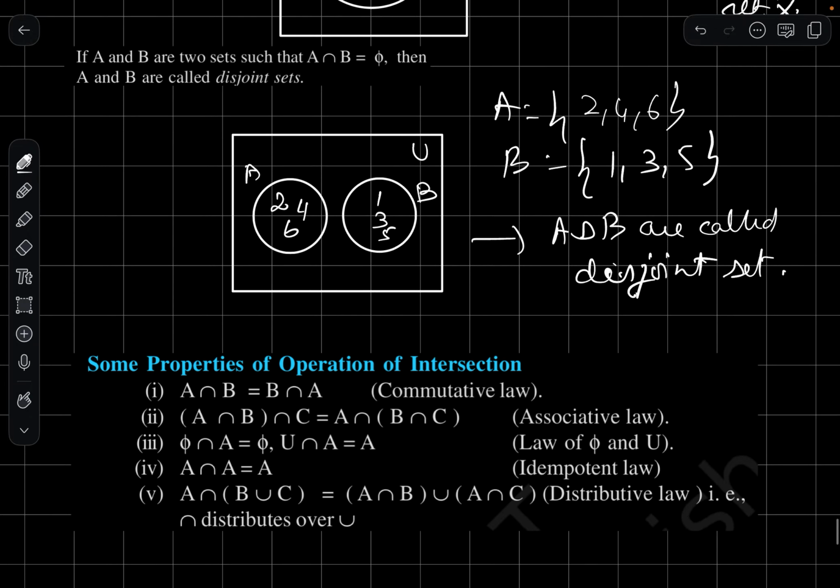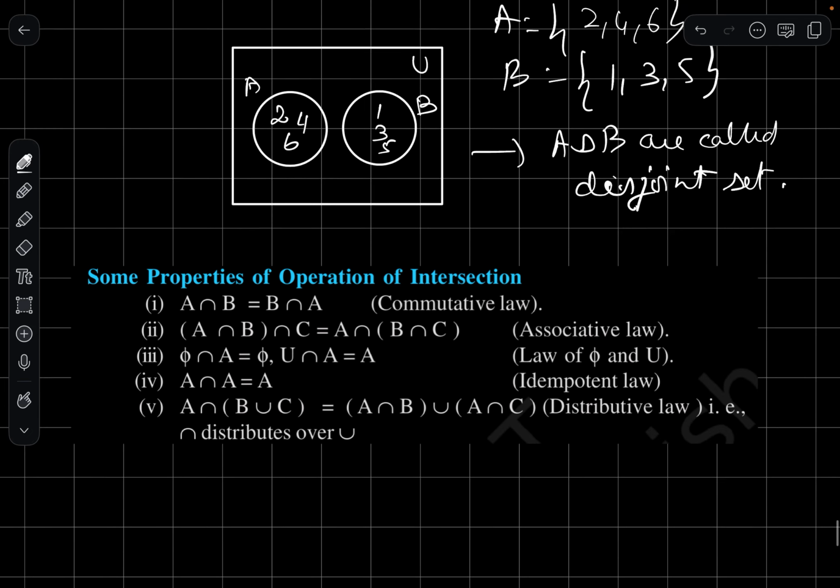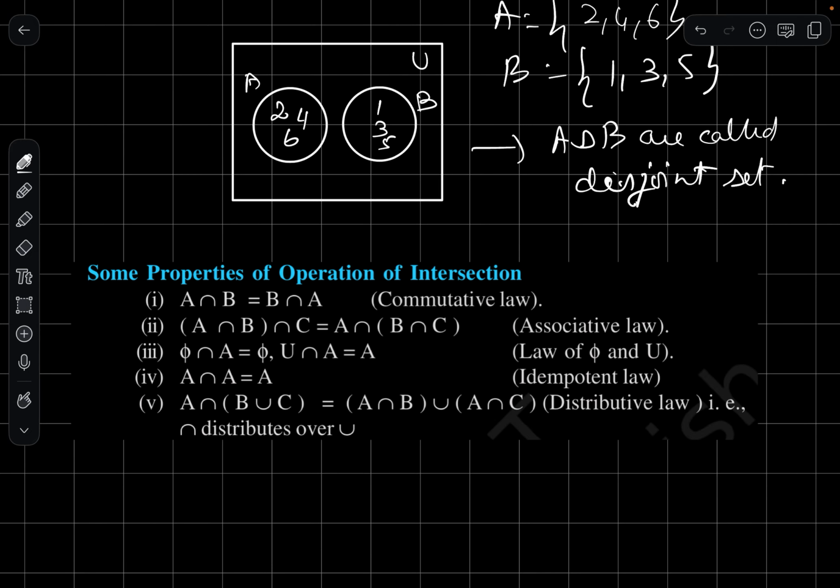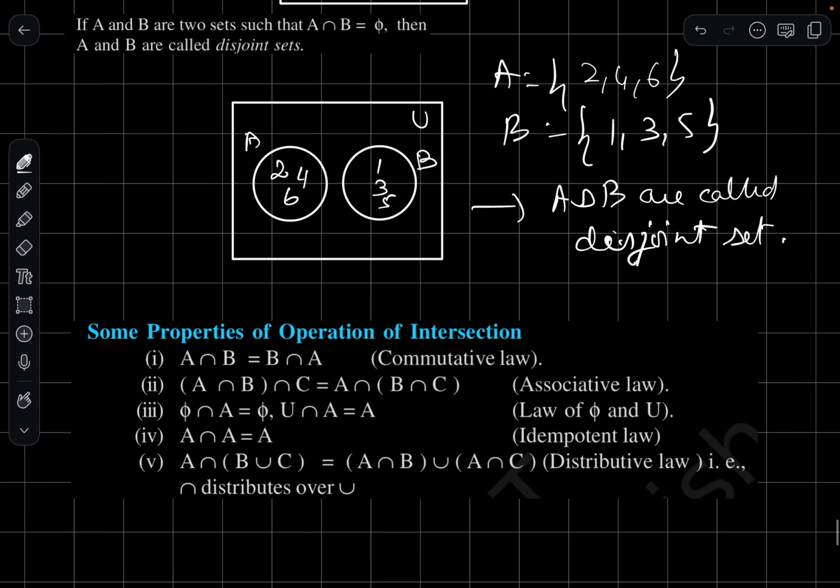Then we will go into the properties of the operation of intersection. Whatever properties you saw for union, the same properties you have here, but the symbol is intersection. That's all. Similarly, the distributive law also holds with intersection. There we saw it with union, now here it is with intersection. So I need not repeat these laws. I hope you will understand it easily.